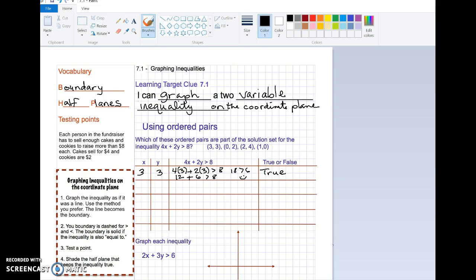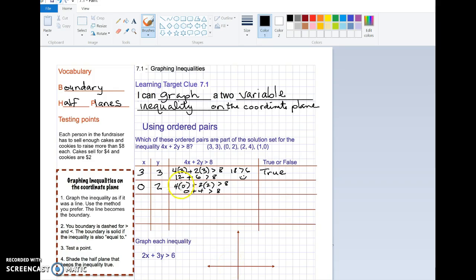All right, now let's try. So that means I can sell 3 cakes and 3 cookies, and I will have met my minimum of more than $8. All right, let's try another one. What if I sell 0 cakes and 2 cookies? Figure that one out. Is that a true statement?